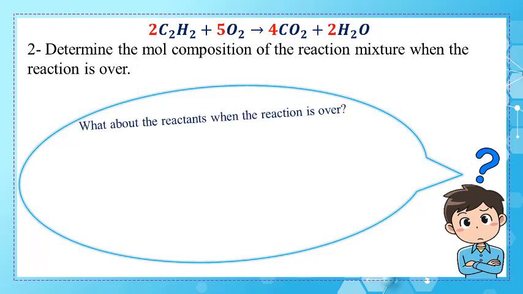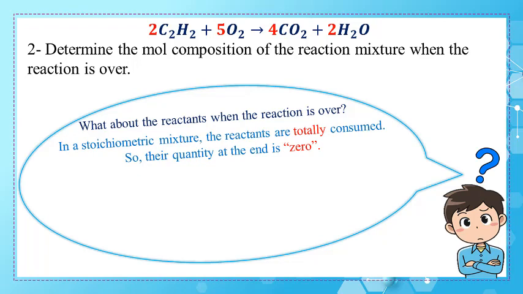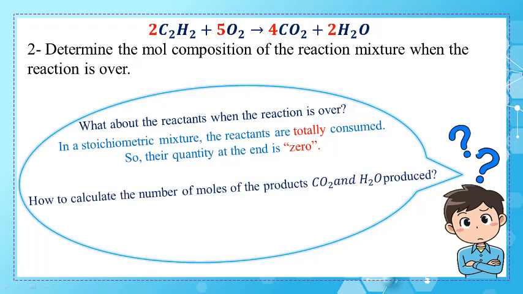What about the reactants when the reaction is over? In a stoichiometric mixture, the reactants are totally consumed, so their quantity at the end is 0. How to calculate the number of moles of the products produced? By applying stoichiometric ratios using the ratio of any reactant.